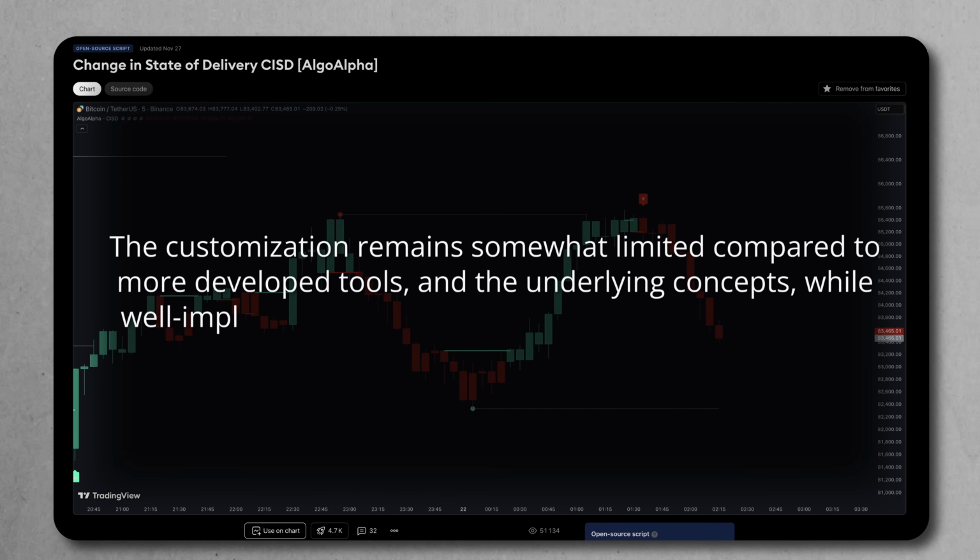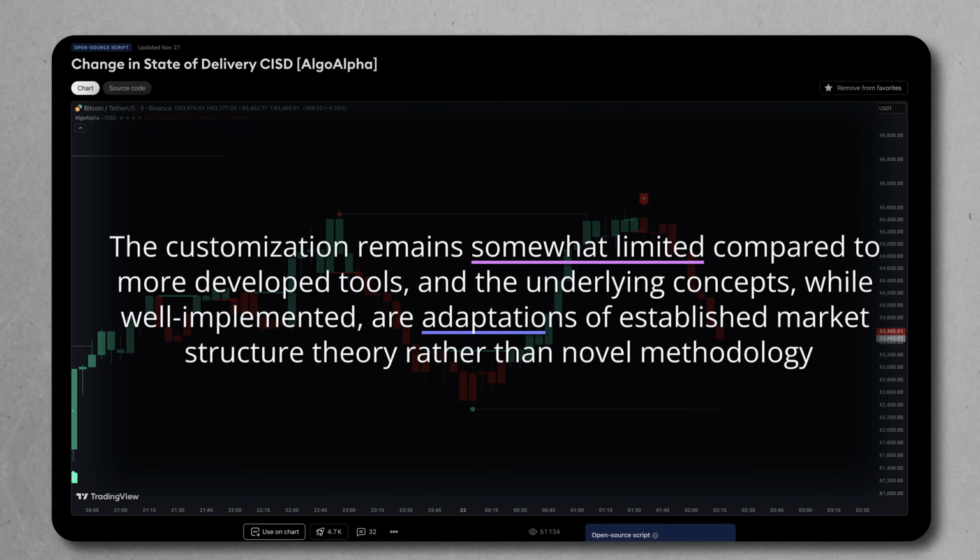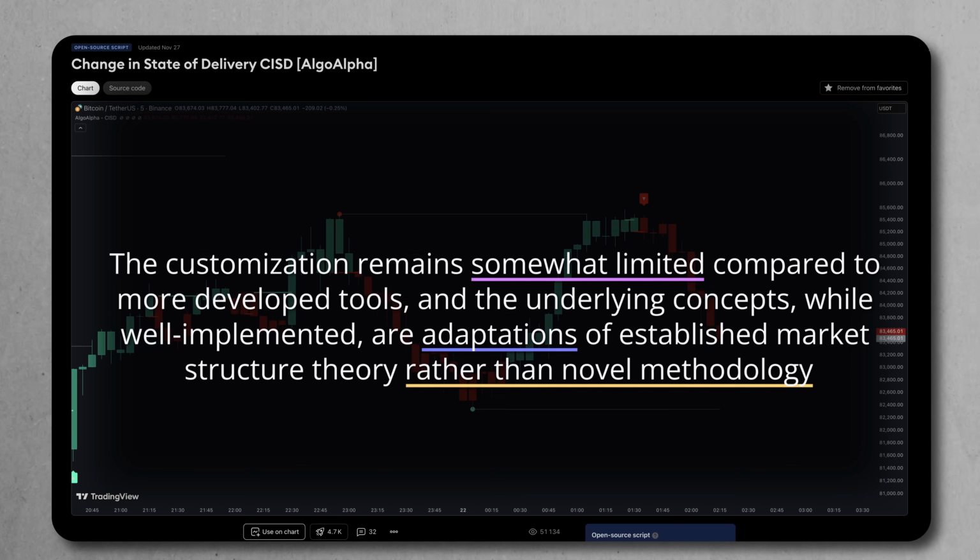However, the customization remains somewhat limited compared to more developed tools, and the underlying concepts, while well implemented, are adaptations of established market structure theory rather than novel methodology.